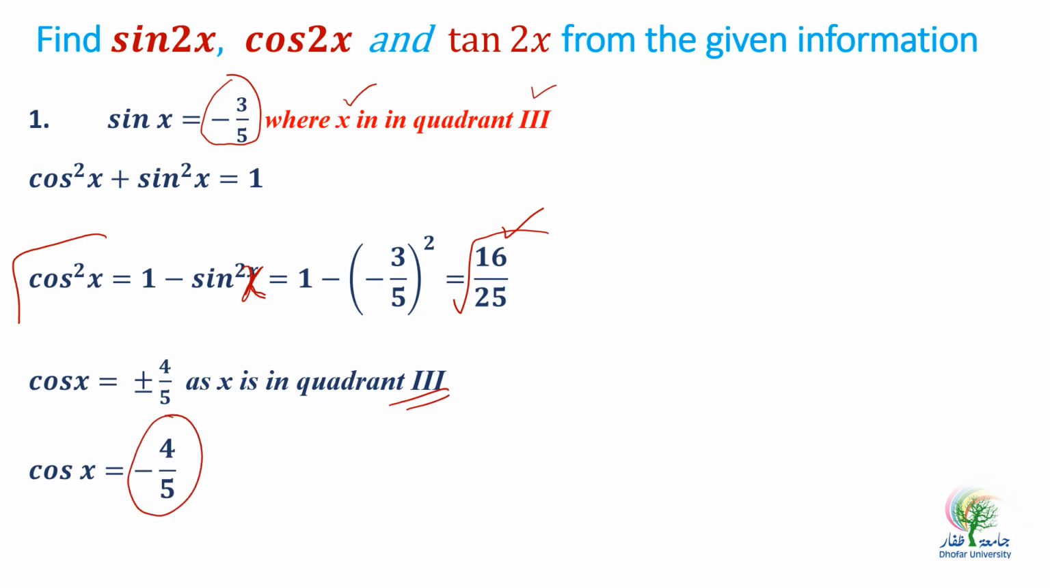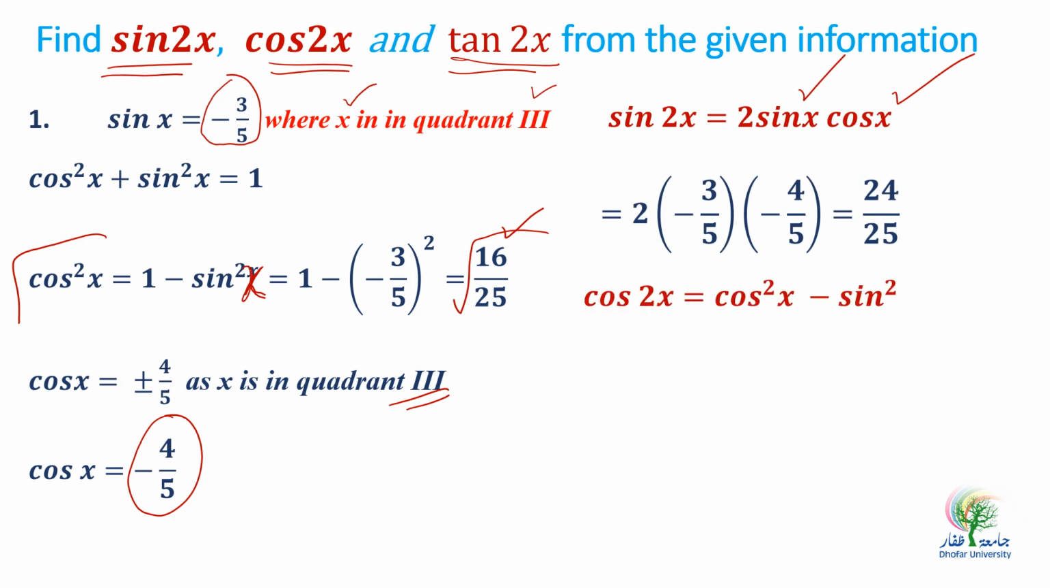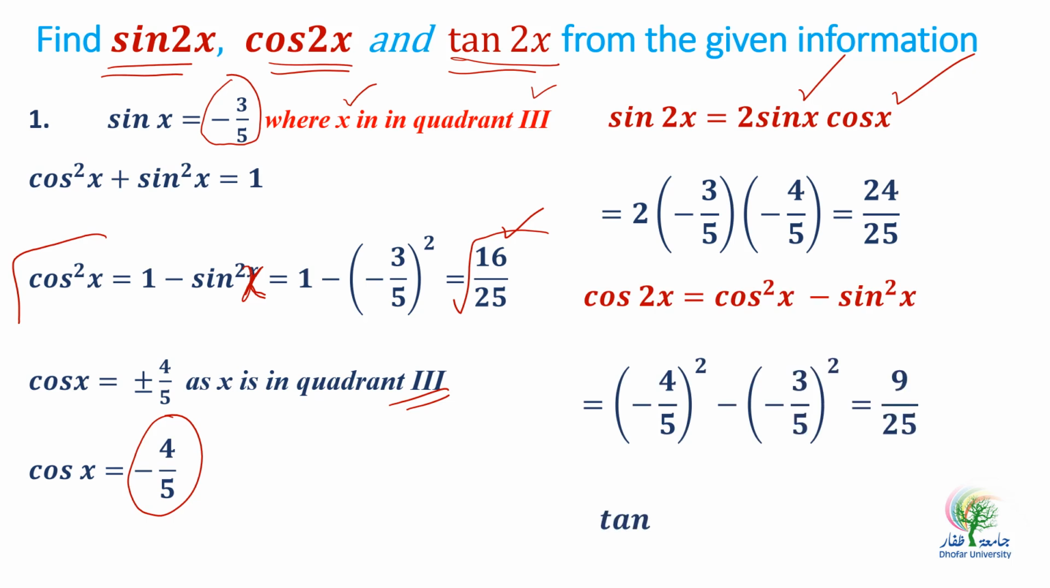Now, to find sine 2x, cosine 2x, tangent 2x, we will use formulas. Sine 2x formula is 2 sine x cosine x. Sine x I know the value. Cosine x I know the value. Put the values and the answer will come 24 over 25. Cosine 2x, this is the formula. Put the values and the answer will come 9 by 25.